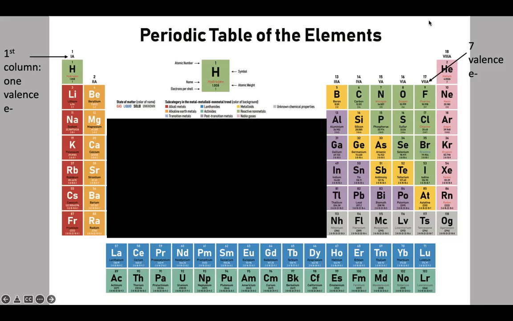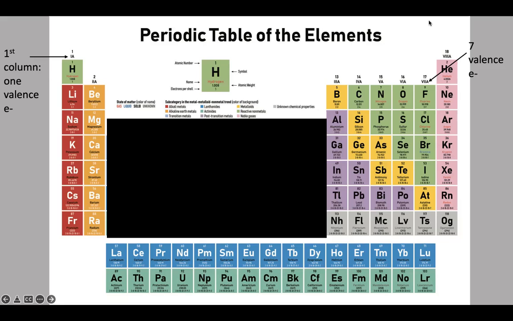Okay, so number of valence electrons, the atomic number. Here you can see what all of these things mean in each of the squares. The atomic number is above the symbol for the element. So hydrogen has an atomic number of 1, which means it has 1 proton and 1 electron.